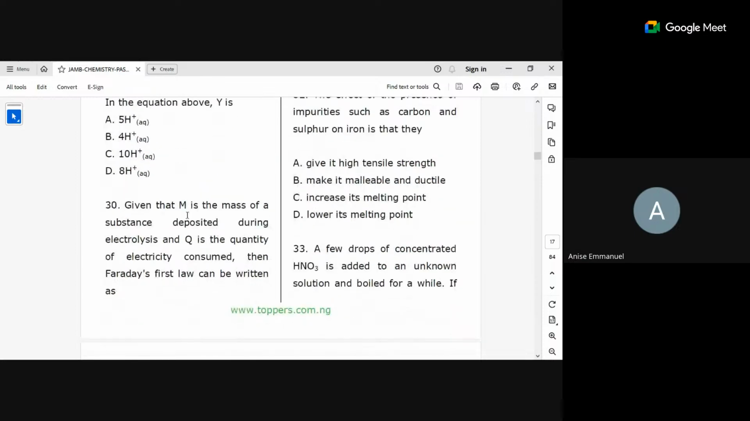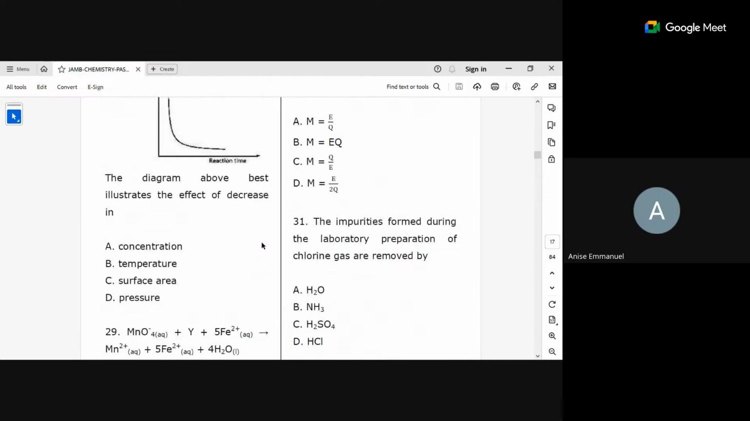Number 30. Given that M is the mass of a substance deposited during electrolysis and Q is the quantity of electricity consumed, then Faraday's first law can be written as... The answer is M equals EQ. Don't forget we say Q is equal to IT. So it's always the same thing here. M is equal to EQ. It cannot be E divided by Q. No. The answer is EQ.